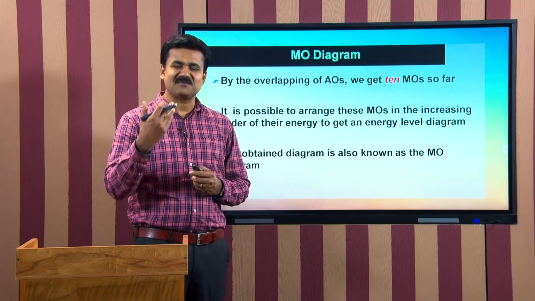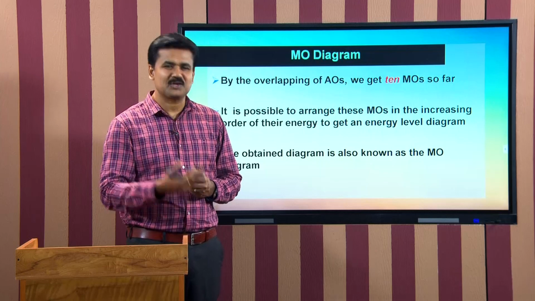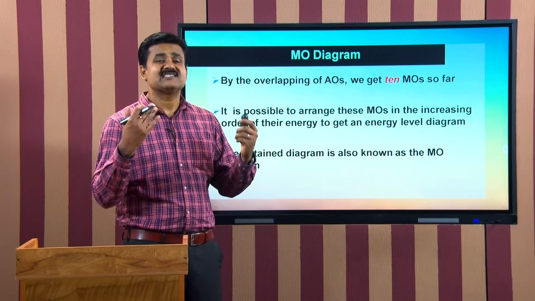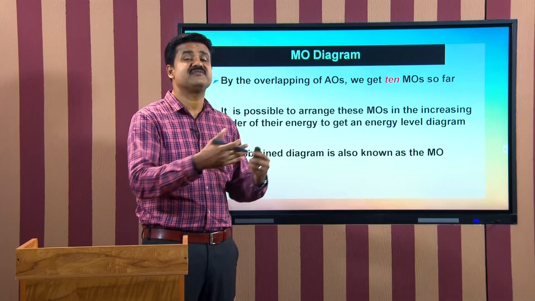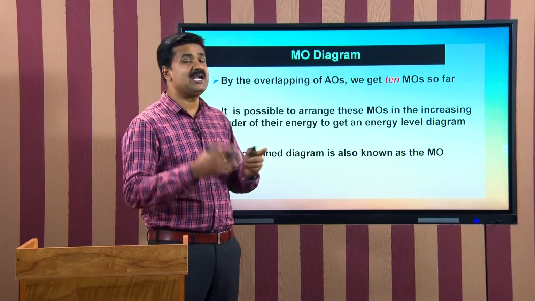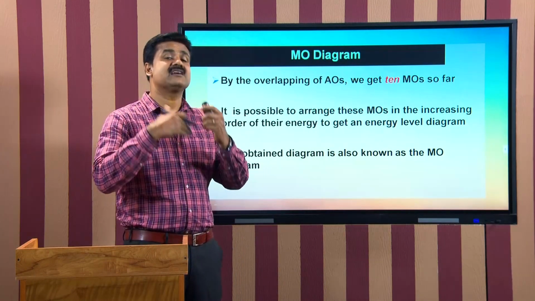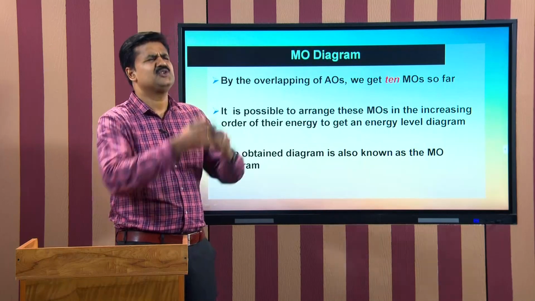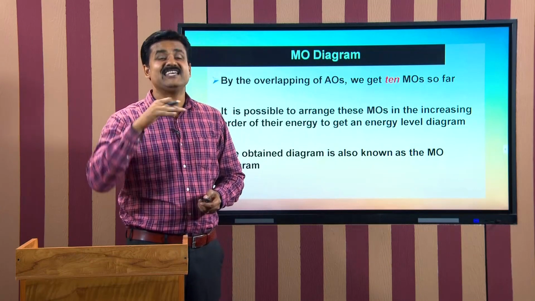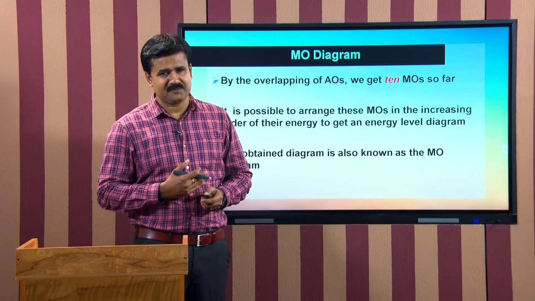They are sigma 1s, sigma star 1s, sigma 2s, sigma star 2s, sigma 2pz, sigma star 2pz, pi 2px, pi 2py, pi star 2px, pi star 2py. These are the 10 molecular orbitals, the formation of which we discussed just earlier. Now, it is possible to arrange these molecular orbitals in increasing order of their energy to get a diagram, and that diagram is termed the energy level diagram or the molecular orbital diagram.